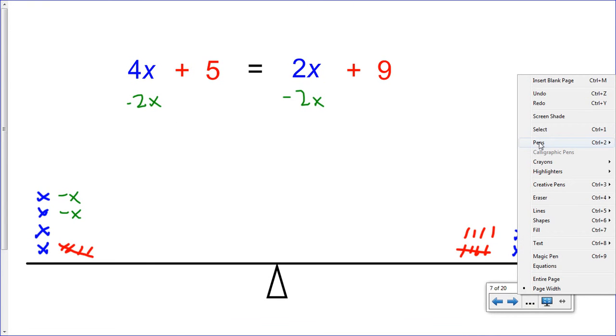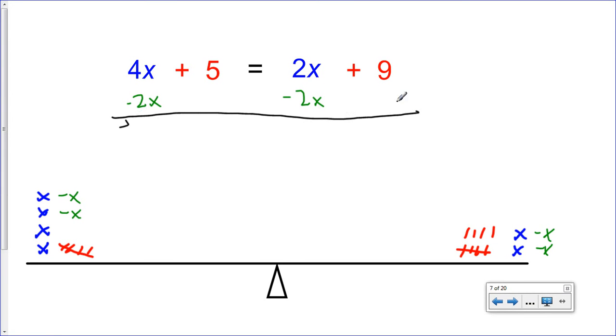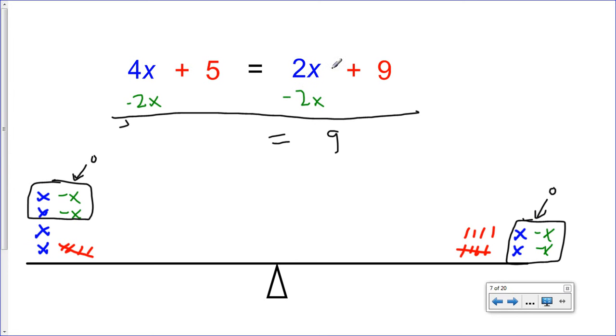And the result of doing that: 2x and negative 2x, the inverse property tells us that's 0. So those cancel each other out. So all we're left with over here is 9. And 4x and negative 2x, remember this is 0 here, and this is 0 here, because of the inverse property, x plus negative x equals 0. So we have 9 on the left, 9 on the right. We have 4x and negative 2x. Well, because the two negative x's that we added over here cancel those two, we end up with just 2x. So this is the resulting equation that we have: 2x plus 5 equals 9.